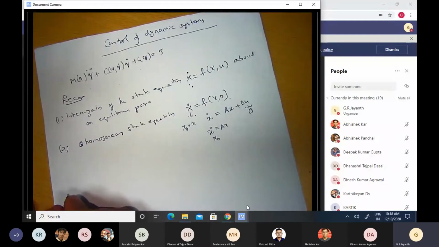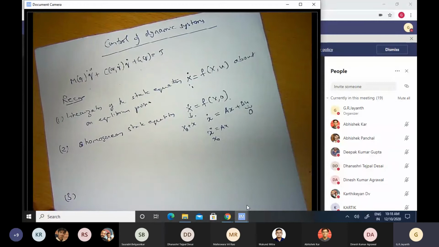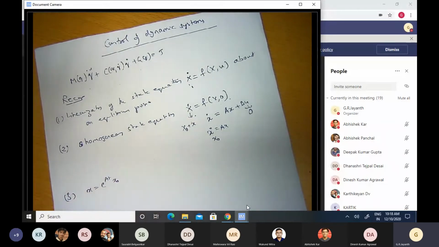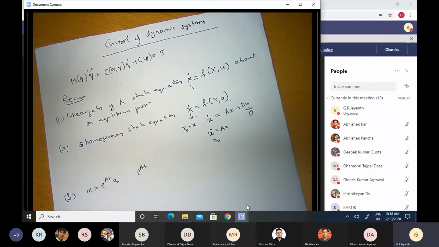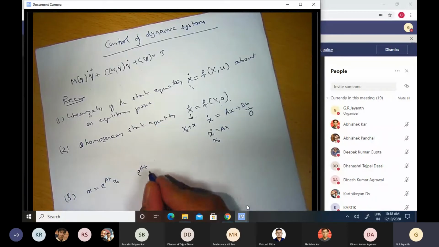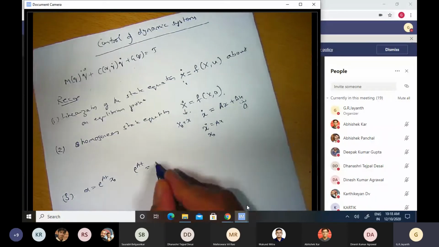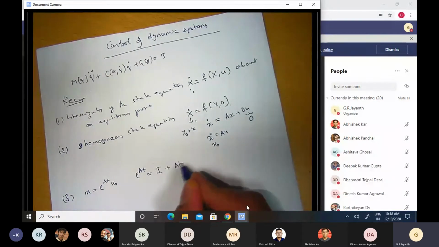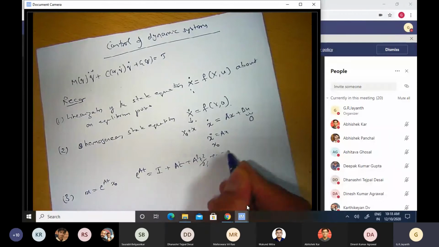Subsequently, we found that the solution was of the kind e to the power At x naught, and then I understood what e to the power At meant, because it's an abstract notion. If you try to extrapolate from our very simplistic understanding of e to the power something, e to the power 2, e to the power 3 are easily imaginable quantities, but e to the power a matrix is something that we cannot imagine. So instead of expecting us to imagine this, we just define it to be simply this particular power series, I plus At plus A squared t squared by 2 factorial, etc., etc.